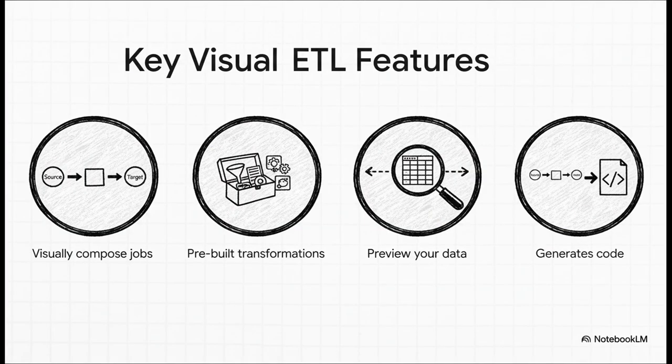And this visual editor is way more powerful than it looks. You can build out these jobs, you can use tons of pre-built transformations for common stuff, and you can even preview your data at every single step to make sure you're not messing anything up. And for all you developers out there, listen up because this is the best part. While you're dragging and dropping, Glue is automatically writing clean, production-ready Python or Scala code for you in the background. It's using Apache Spark under the hood. So you get the speed of a visual tool, but all the power and control of real code. It's the best of both worlds, for sure.